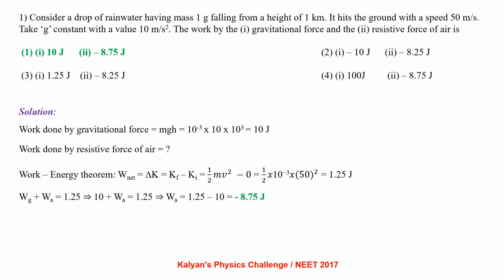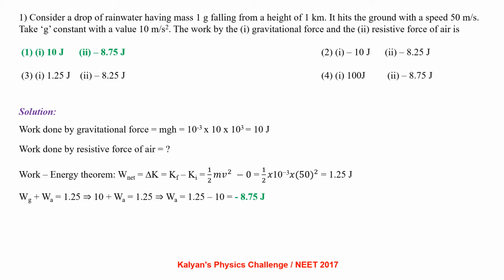Now in order to find work done by resistive force of air, we need to apply the work energy theorem here. W net equals delta K, that is change in kinetic energy. Since the raindrop starts from rest, initial kinetic energy is 0. It has a final velocity of 50 meter per second. So the change in kinetic energy comes out to be 1.25 joule.